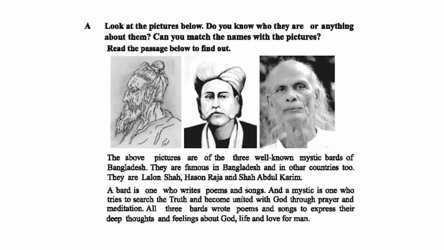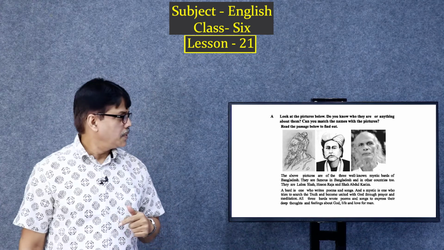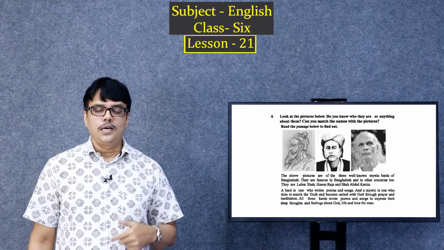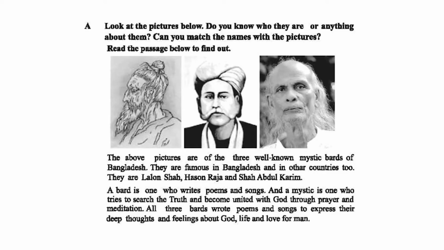You see, first picture. Can you guess who is he? He is Lalan Shah. Next, Hason Raja. Last of all, can you guess who is? You can see he is Shah Abdul Karim. Now, we will read the text.